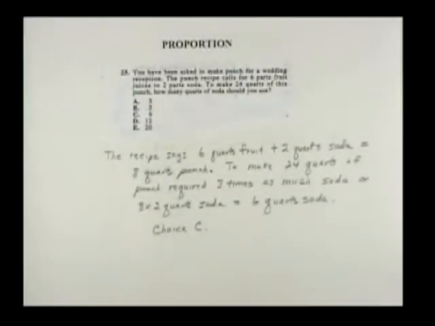You have been asked to make punch for a wedding reception. The punch recipe calls for 6 parts fruit juices to 2 parts soda. To make 24 quarts of this punch, how many quarts of soda should you use?